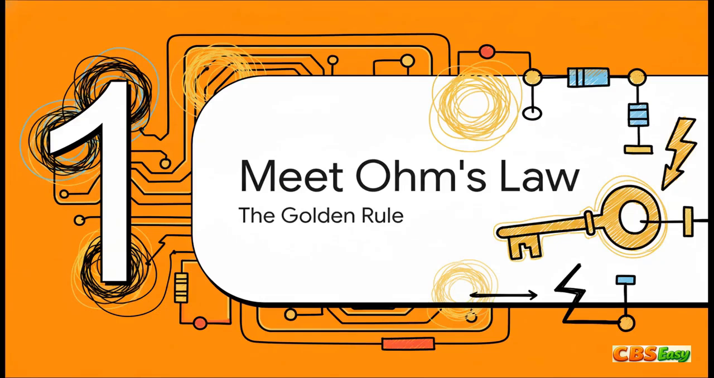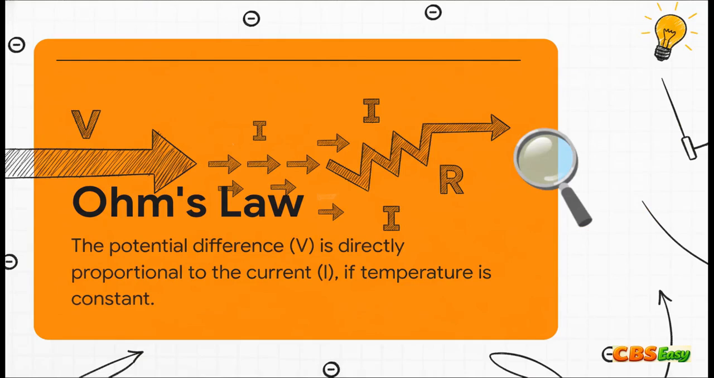Let's get started with our most important tool, the one law that pretty much governs everything we're going to do today. It's the golden rule of circuits. In simple terms, this amazing law, figured out by George Simon Ohm, gives us the core relationship between three key players. You've got voltage, which you can think of as the push. Then you have current, which is the flow. And finally, resistance, which is basically the opposition to that flow.